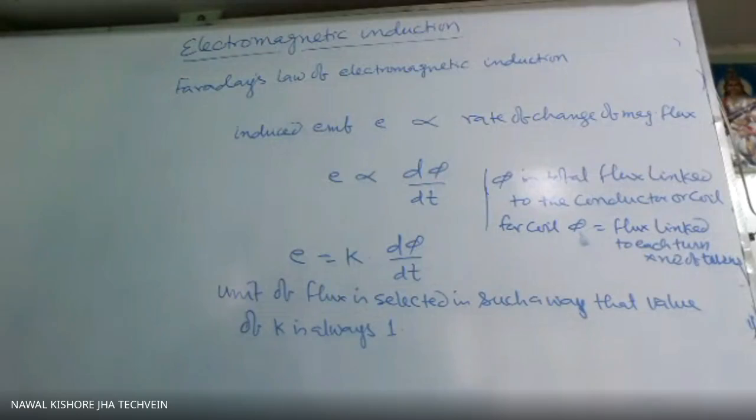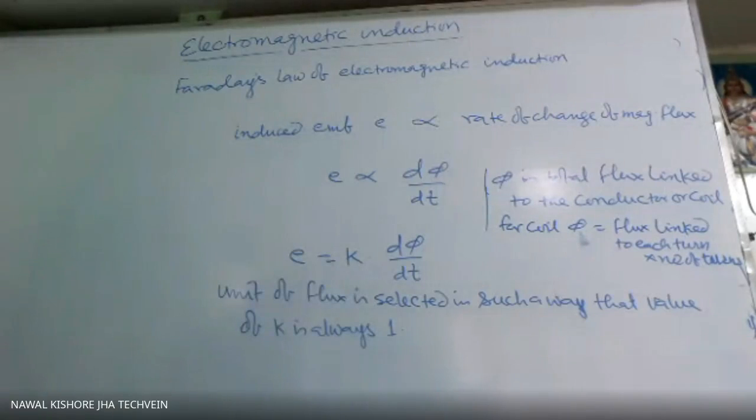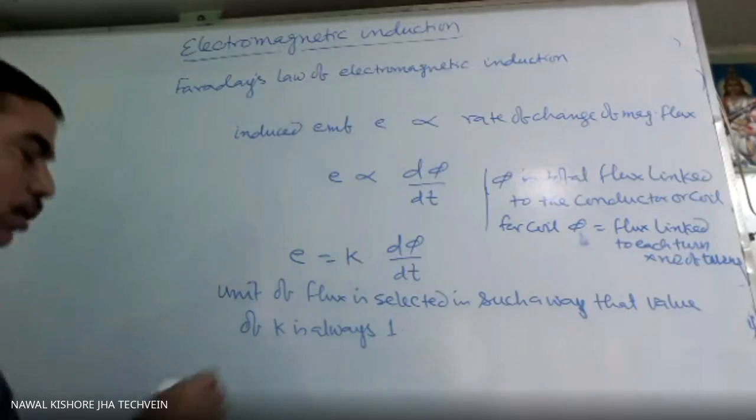That is, if changing the flux by 1 Weber in 1 second, 1 volt EMF should be induced, naturally the K value will become 1. So if flux is changed by 1 Weber in 1 second, or 1 Weber per second, then the EMF induced will be 1 volt.